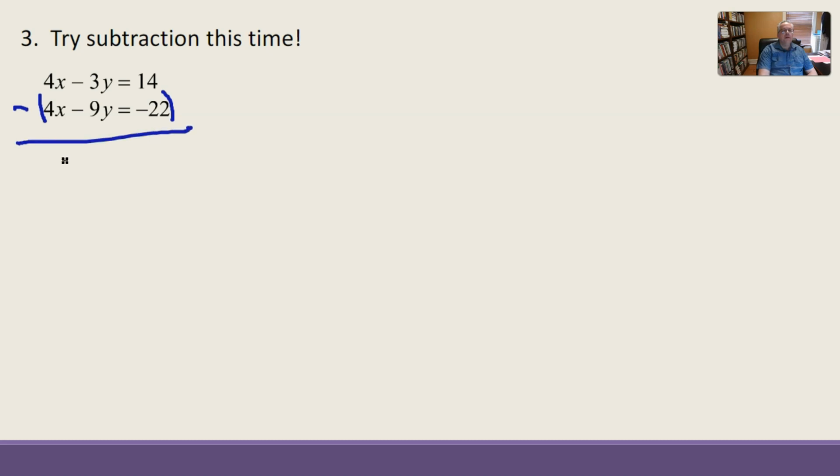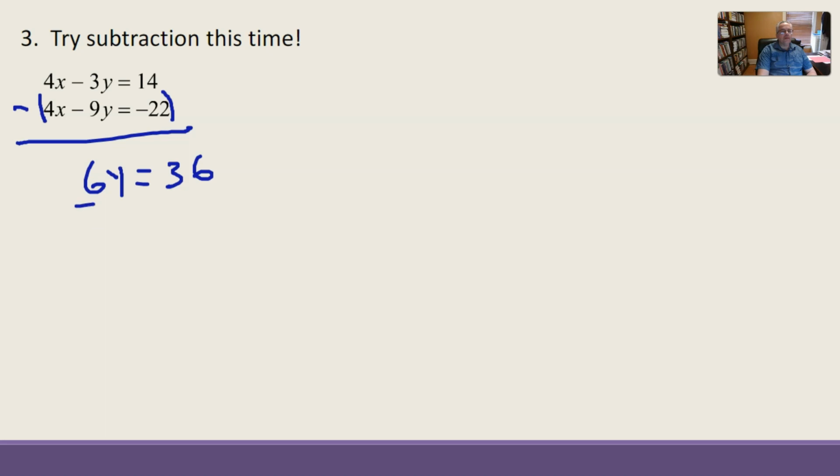Okay, so 4x minus 4x is 0. Here's the tricky part. Negative 3 minus a negative 9, the same as negative 3 plus 9, that's 6y. And 14 minus a negative 22 is the same as 14 plus 22, which is 36. So we have to keep straight: are we adding the equations or subtracting them? Because there are times where we'll do both.